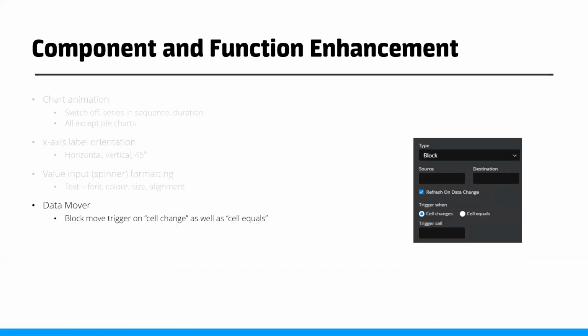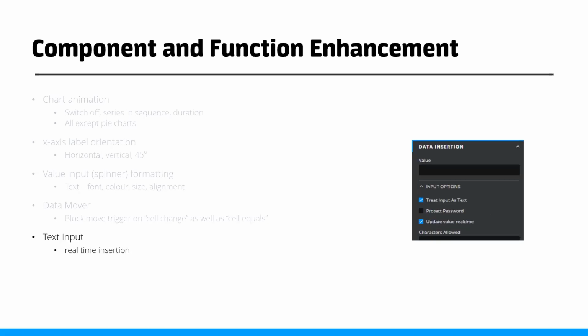One that I was pushing for, because I've found so many times I want to use it: Data Mover is a fantastically useful utility function inside Squirrel. But one of the things that really got in the way was you couldn't do it when a cell changes. You could only do it when a cell equaled another cell. So you'll see down here we've added that. We've got a trigger cell now, so a Data Mover can move something when a cell changes, which is often what you want to do with Data Mover. So it's a tiny enhancement, but it adds a wealth of possibilities.